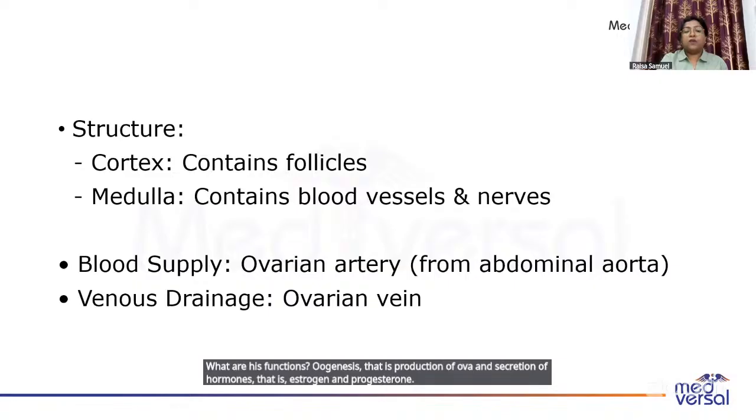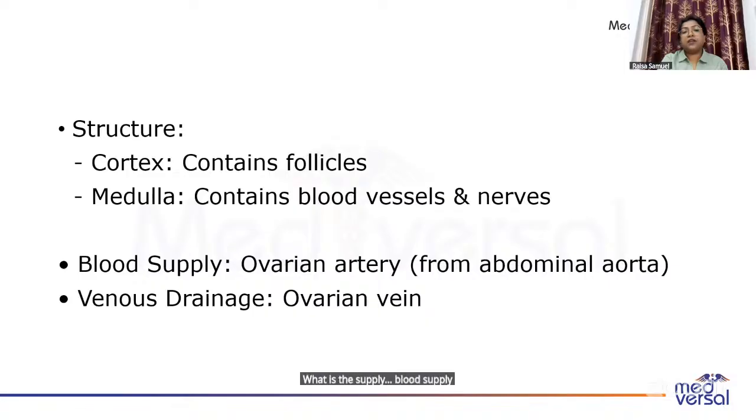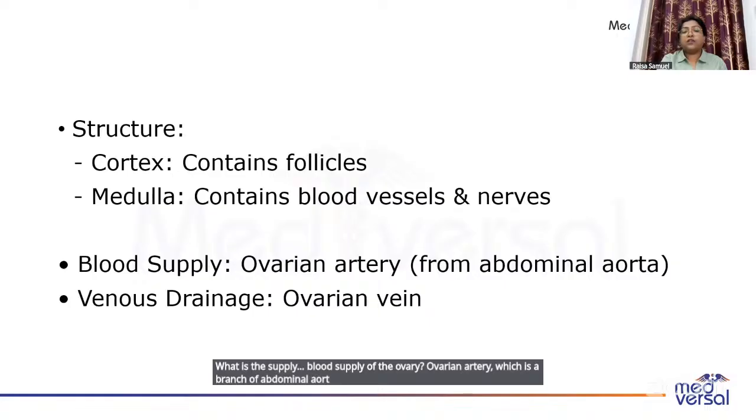So the ovary has a cortex which contains the follicles, and a medulla which contains the blood vessels and the nerves. What is the blood supply of the ovary? The ovarian artery, which is a branch of the abdominal aorta. And what is the venous drainage? That is the ovarian vein.